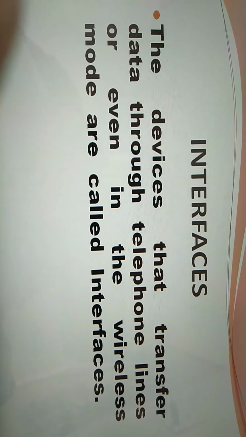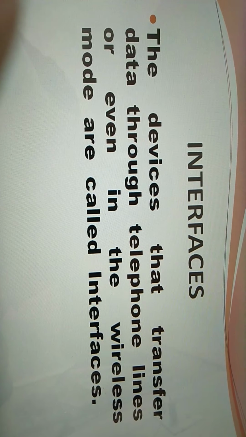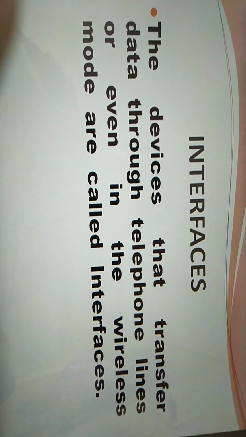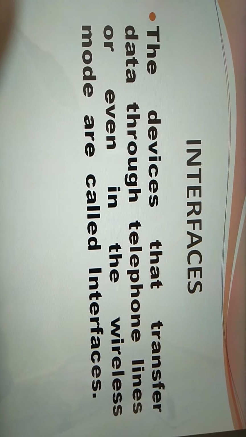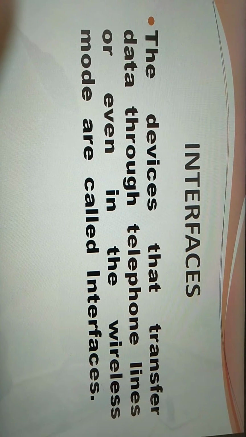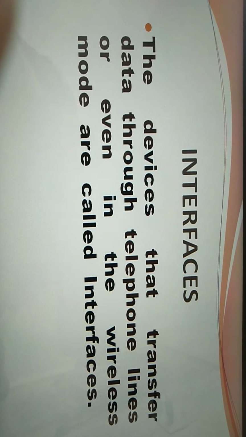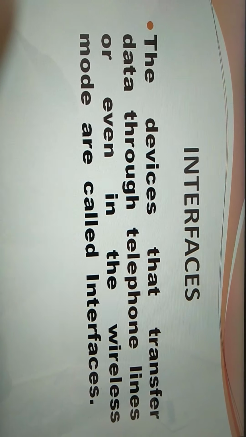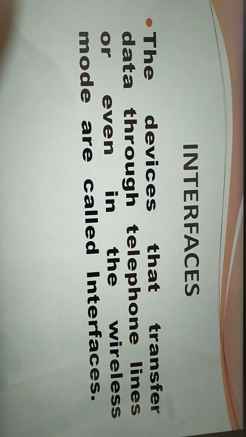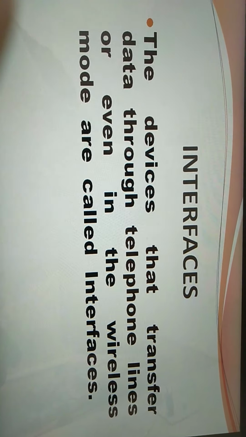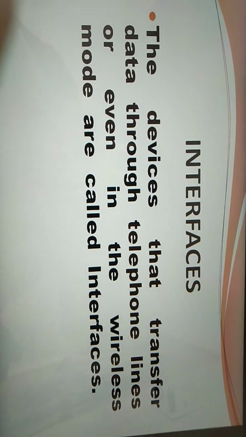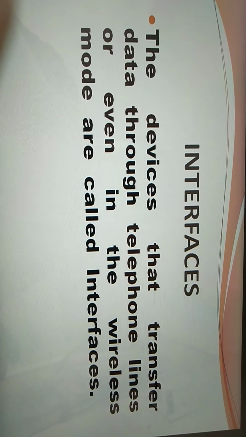What is an interface? An interface is a device that helps you to transfer data through any telephone line or even sometimes in the wireless mode. When we talk about telephone lines, the example of an interface is the modem. When we talk about wireless mode, we have routers and Wi-Fi connections. All these are called interfaces because they help us to transfer data from one device onto another device, or from the internet onto our devices.